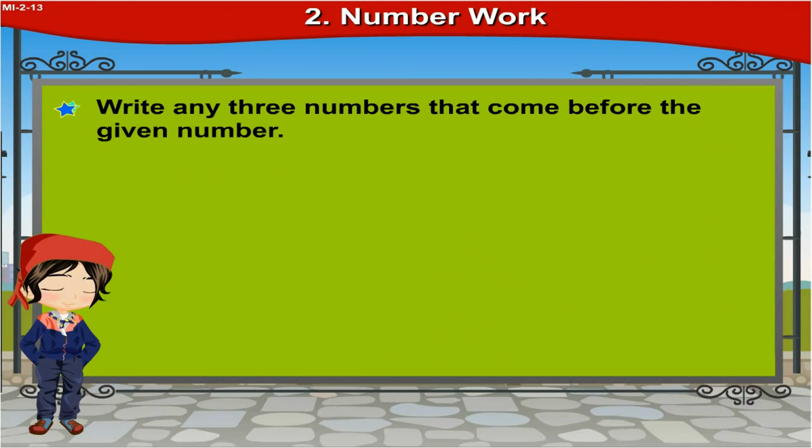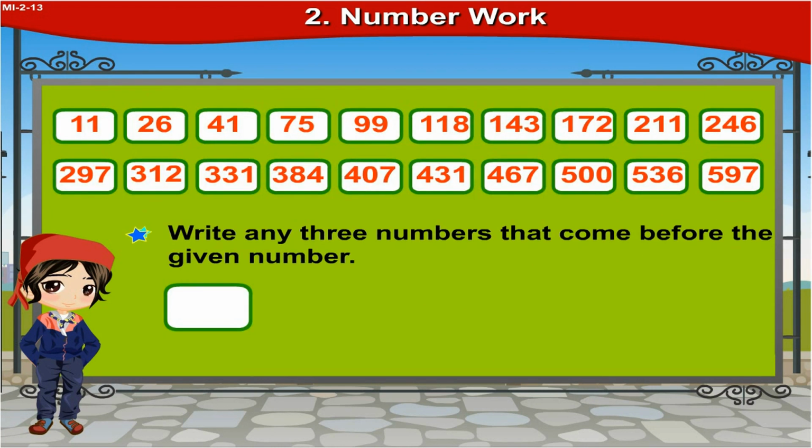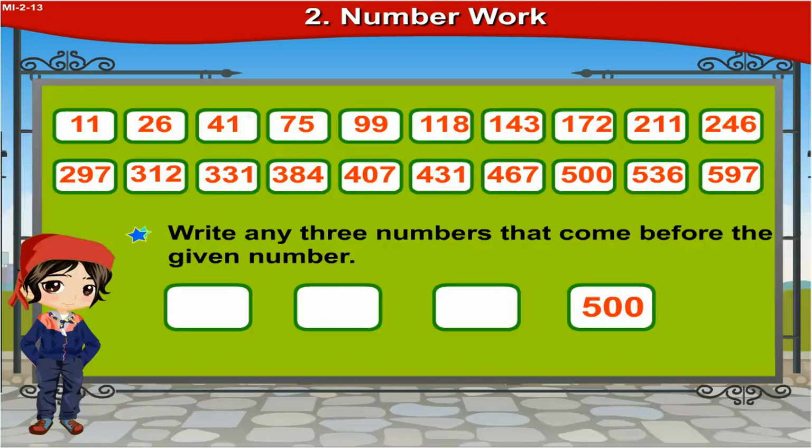The next question. Write any three numbers that come before the given number. Box, box, box, 500. Now this has been solved for us. We can take any number that comes before 500. It could be 407. So we'll write 407 over here. Now let us take another number which is smaller than 407. Say 312. Now in the last box we'll write the number which is smaller than 312. Let's say 99.